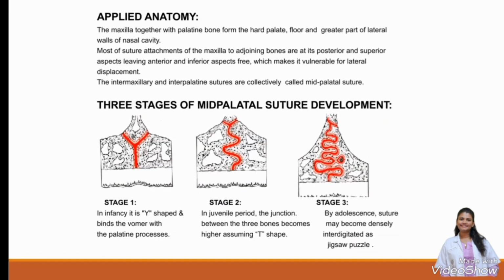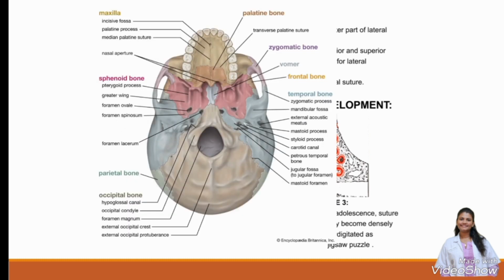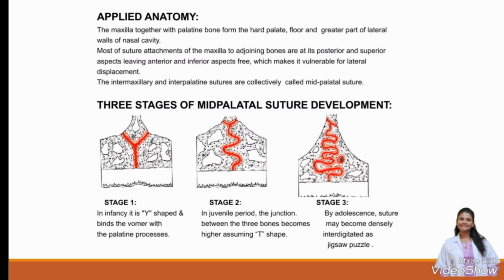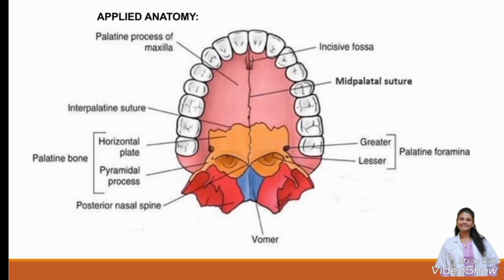Here we will be continuing with applied anatomy. In this, the maxilla together with the palatine bone forms the hard palate floor and greater part of the lateral walls of the nasal cavity. Most of the suture attachments of the maxilla to adjoining bones are at its posterior, superior aspects, leaving anterior, inferior aspects free, which makes it vulnerable to lateral displacements. The suture present between the two palatine shelves or two maxillary shelves, which is also called the intermaxillary suture or interpalatine suture, is collectively called the mid-palatal suture.